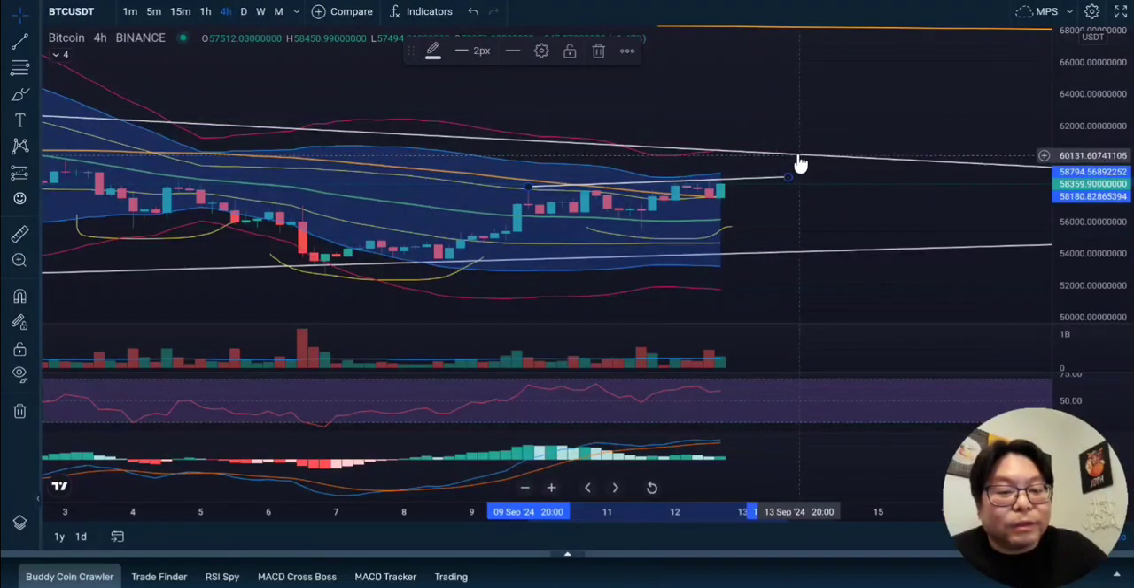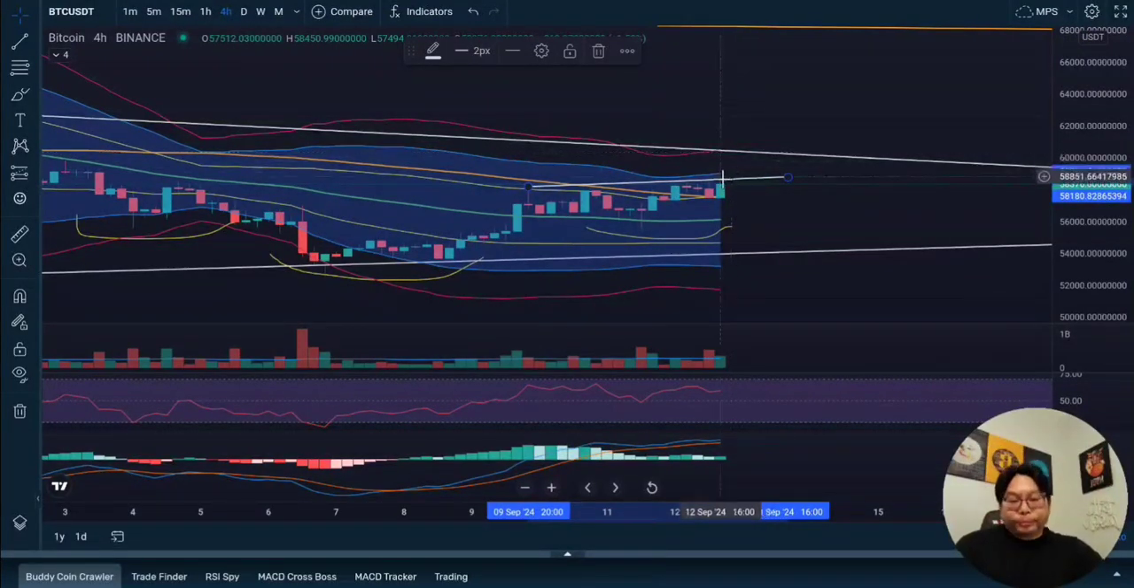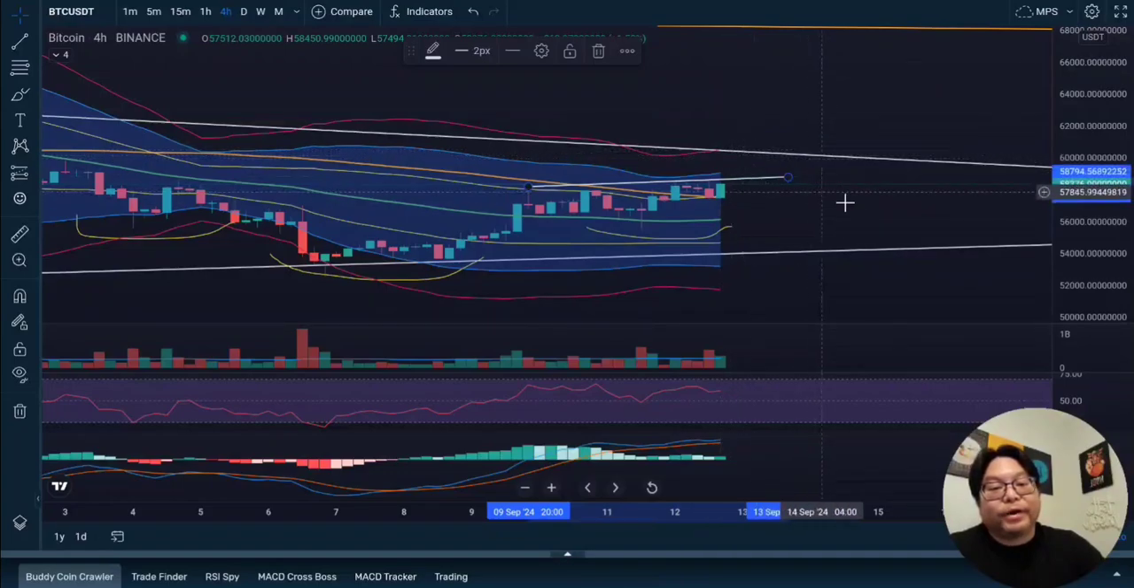And of course, it's a descending resistance line. So the longer it takes for us to break out, the lower the price point is. If we go all the way here, it's already at 60,200. If we break out today, we're most likely going to be going to 60,300. All right, and then we'll look and see what happens there.